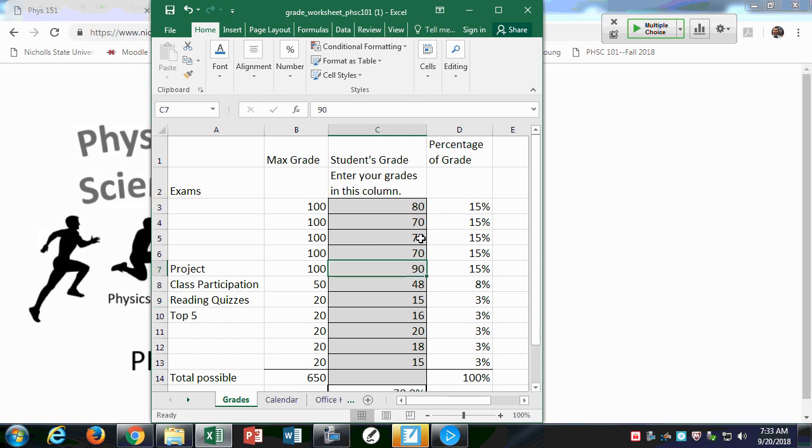And then this is your project. It's out of 100 points. So this is the max you can have. This is what you project for you to make. Honestly, I'd love for everybody to make 100% on the project. If you meet the requirements, then you will make 100%. But you need to meet the requirements. Y'all know what that is, I think.